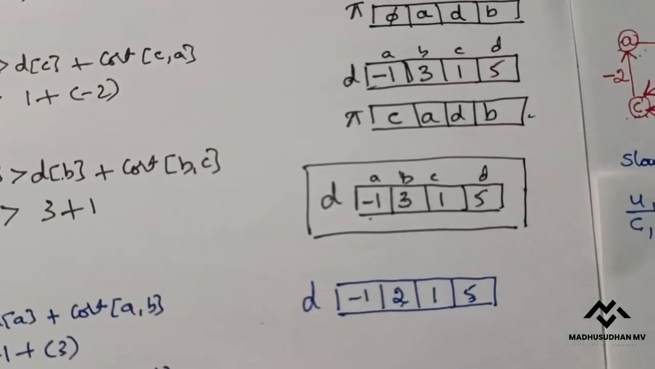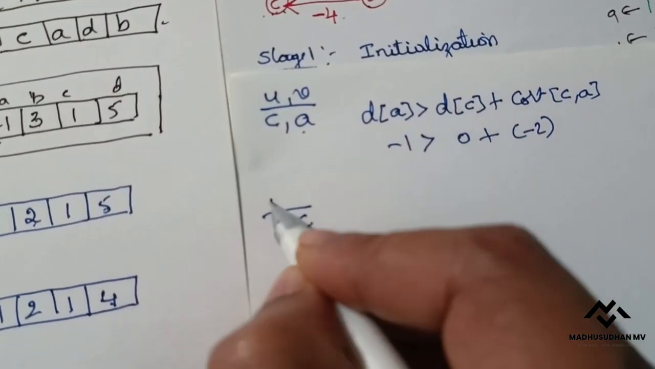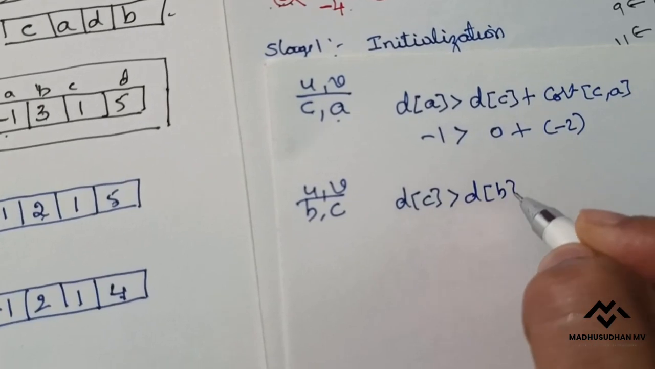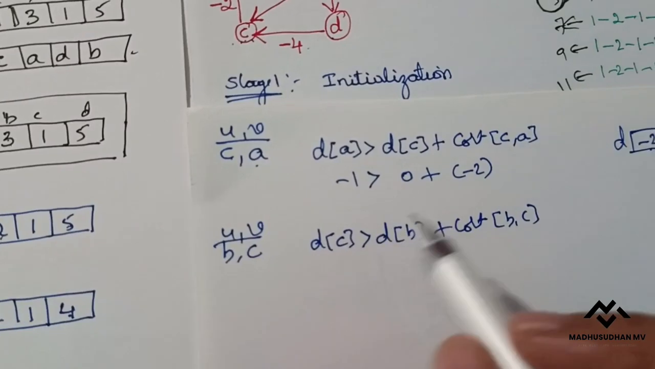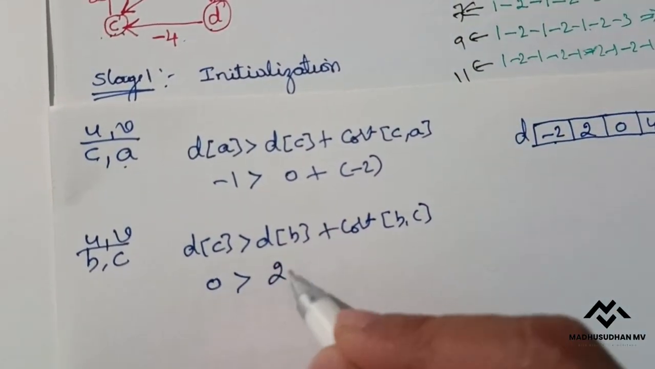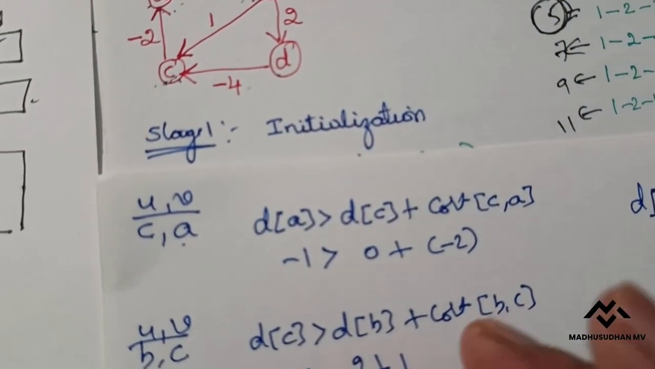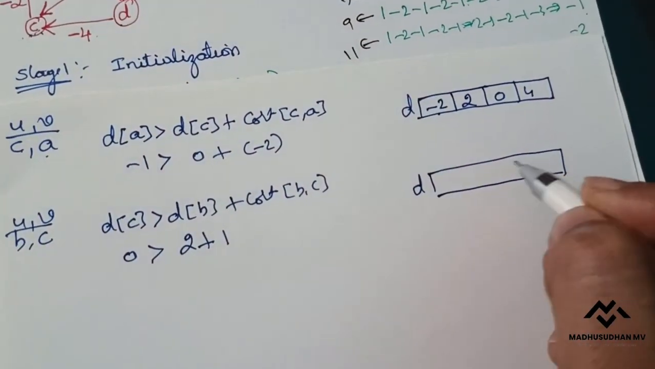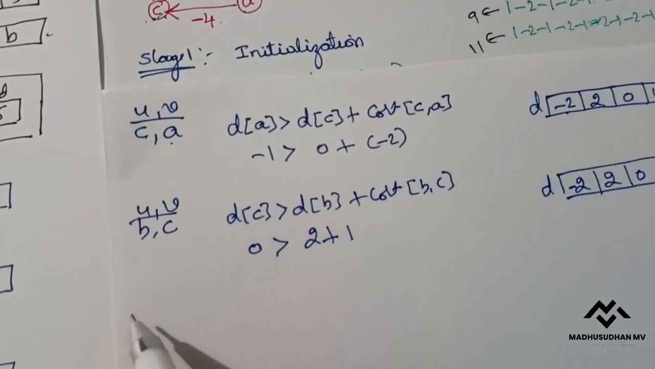So now for the next stage, after C to A, what is the edge? B to C. So for B to C, now this is my U, this is my V. So distance of C greater than distance of U plus cost of B to C. Okay. So distance of C is what? 0 greater than distance of B is 2 plus cost of B to C. Cost of B to C is what? 1. 0 greater than 3. False. We are not updating. I am retaining as it is. This is my updated distance array after I is equal to 2.